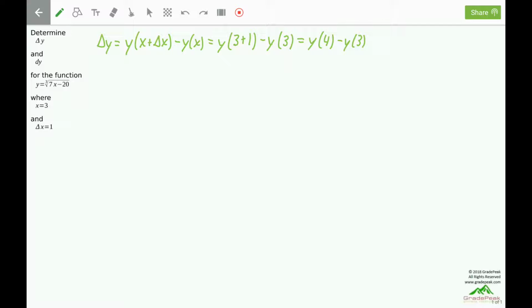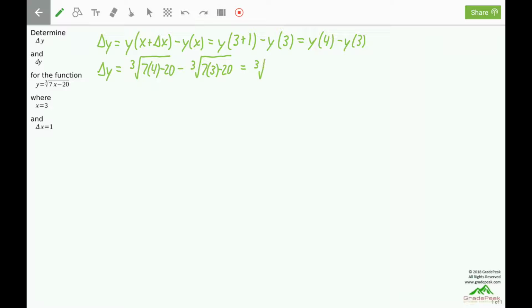We can evaluate y at the x values using the function y equals the cubed root of 7x minus 20. So delta y will equal the cubed root of 7 times 4 minus 20, plugging the 4 in, minus the cubed root of 7 times 3 minus 20, plugging the 3 in.